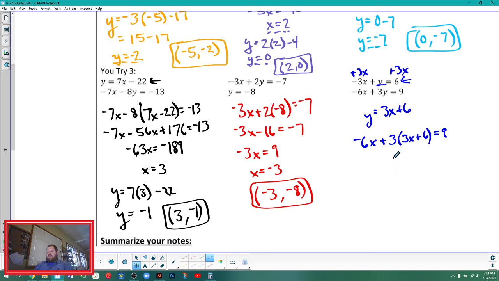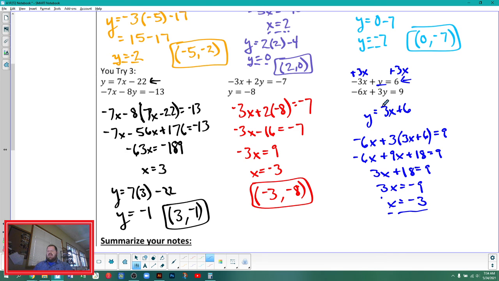A lot of multiples of 3 here. There are a lot. Negative 6x plus 9x plus 18 is equal to 9. Combining like terms, I get 3x plus 18 is equal to 9. If I subtract 18 from both sides, I get 3x equals negative 9. And just as I kind of suspected, my answer is a multiple of 3. So I get x is equal to negative 3.